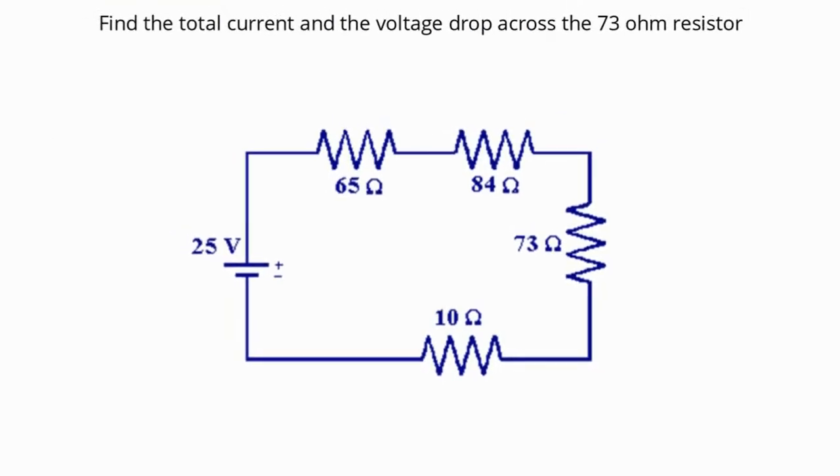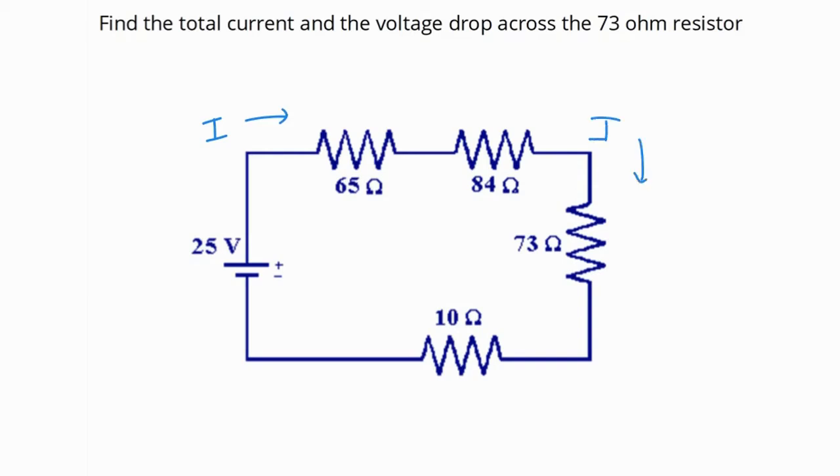So here we have a question. We want to find the total current and the voltage drop across the 73 ohm resistor. We have here a series circuit, and we can come at this a couple of different ways, but let's first calculate the amount of current that's flowing through this circuit. For a series circuit, the amount of current flowing through this circuit is the same at all points.